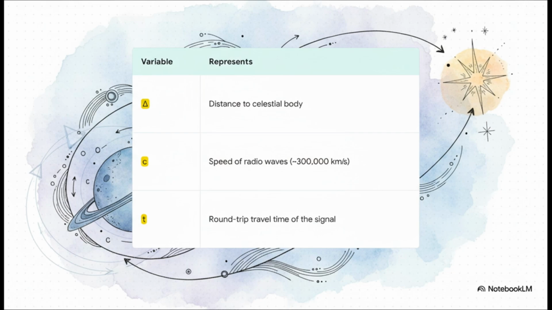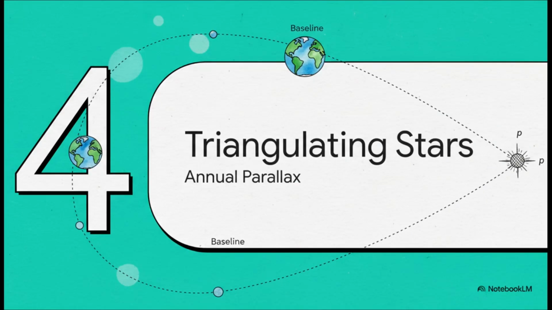We then divide by 2 to get the one-way distance. It's direct, it's precise, and it's brilliant. All right, horizontal parallax and radar work beautifully for our planetary neighbors. But for the stars, they're completely inadequate.